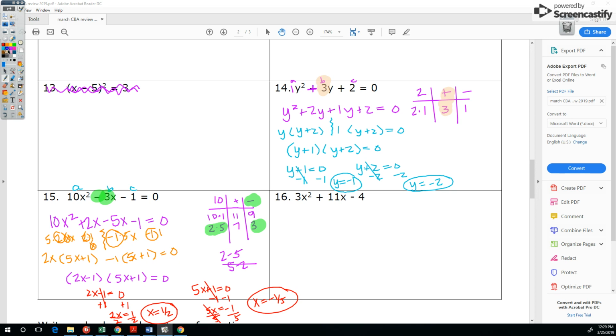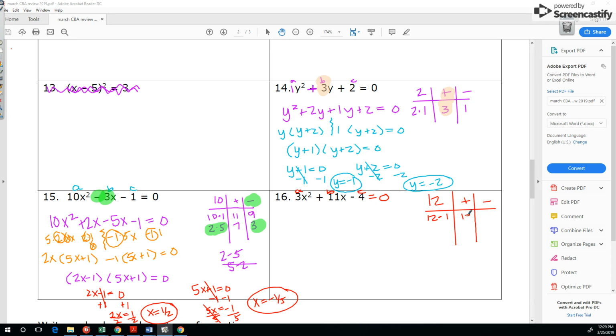Okay, in number 16, the directions say solve, so I'm going to add an equal 0 on here just to make it a problem that we have to solve, because without an equal sign, you can't solve it. Let's do it the same way. So A, B, C. A times C is 12. We will add, we will subtract.